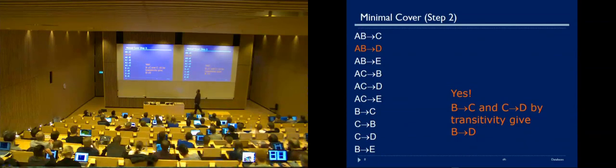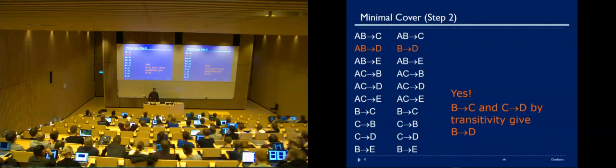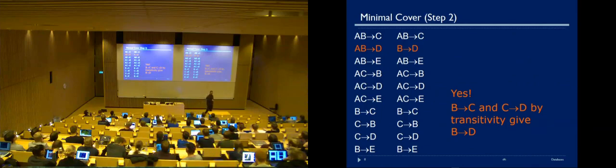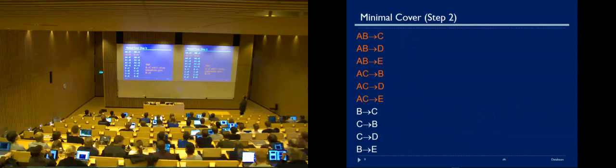So indeed, by the rule of transitivity, B determines C, C determines D, therefore we can already infer from the other dependencies that we have that B determines D. So that one can be simplified. You see, we didn't omit it yet. We just simplified it now, because then we have to decide exactly which ones we want to keep.